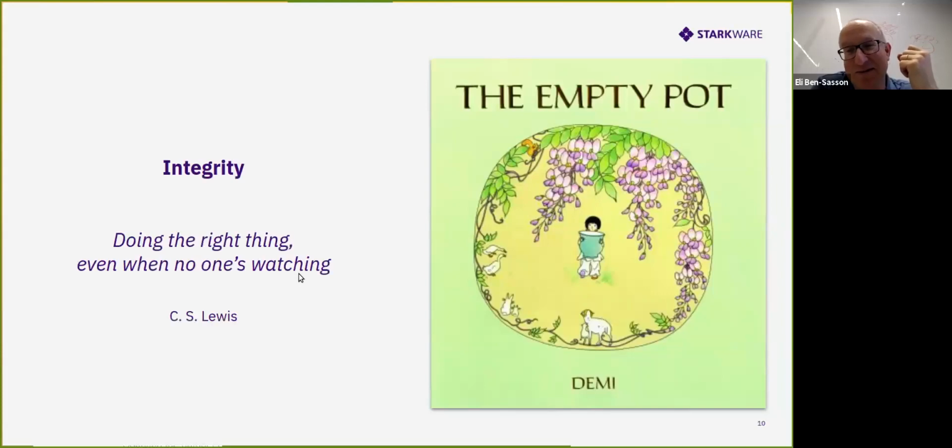As C.S. Lewis, the author, defined it, integrity is the property of doing the right thing even when no one is watching. So the child in the story operated with integrity, and integrity is an extremely important property to have. Let's please move to the next slide.